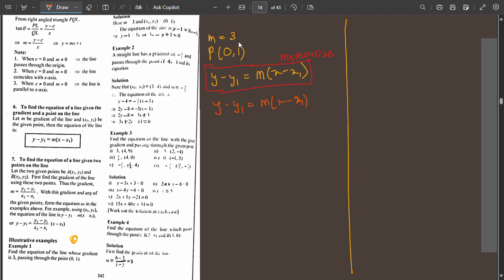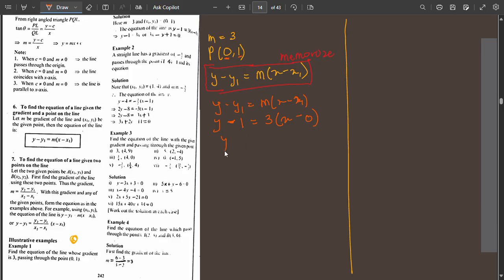Let's substitute what we have into the formula. You should know that the point P is x1 and y1, not y and x. So y is still y, it remains as y minus y1. Y1 is 1 from the point we're given. And then m is 3, that's the gradient. X is still x, and then x1 is 0.